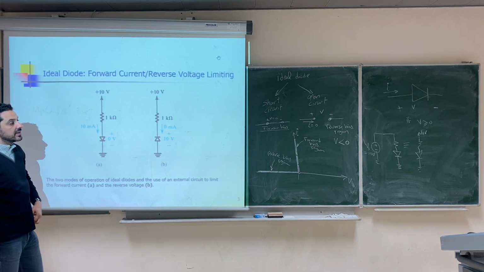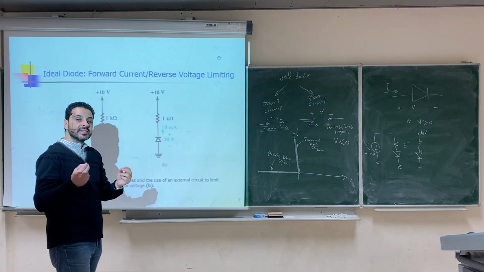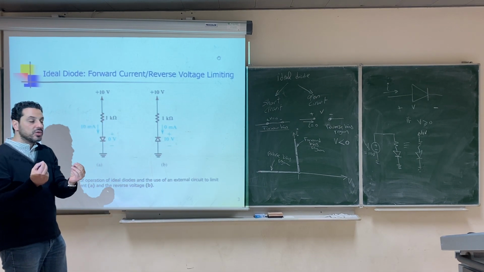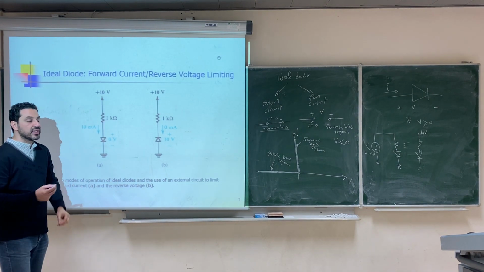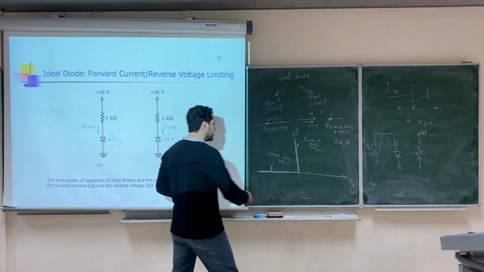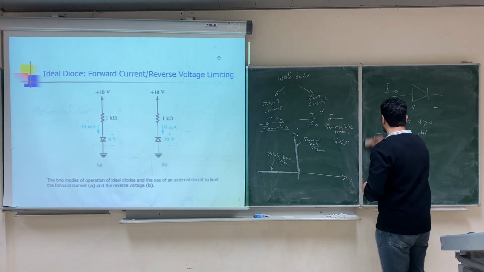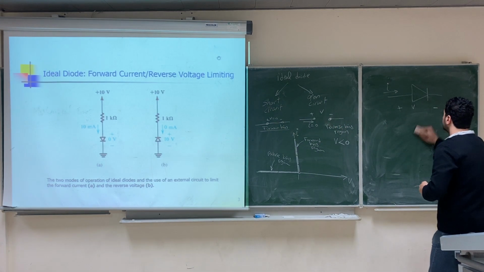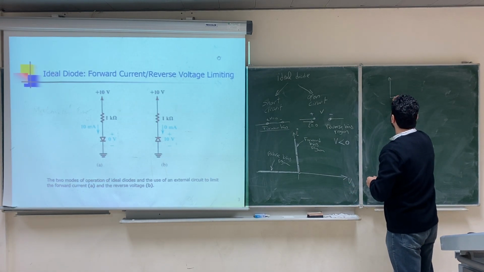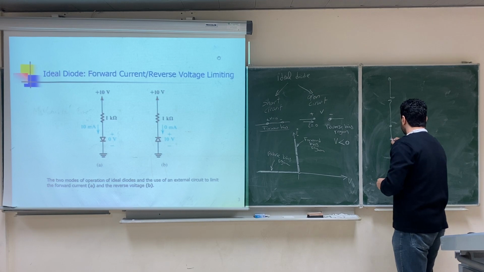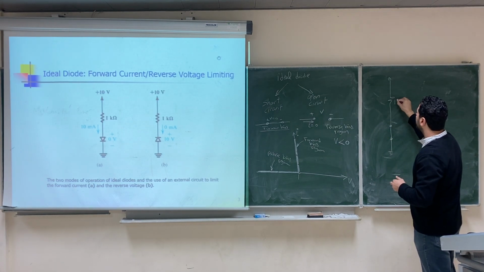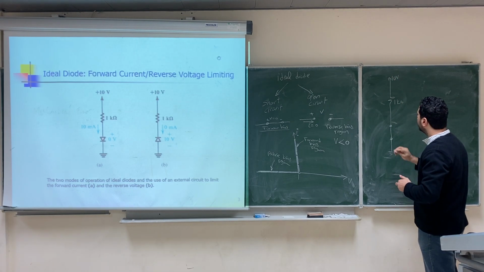So what do you expect? The diode will work as an open circuit or a short circuit? You are trying to push the current in the forward direction, so the diode is going to work as a short circuit. This means that you can plot the circuit like this. Now, here is the diode, it's a short circuit, okay? This is the resistance 1 kilo ohm and this is the 10 volt supply.